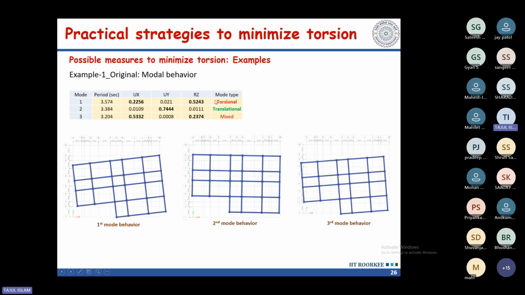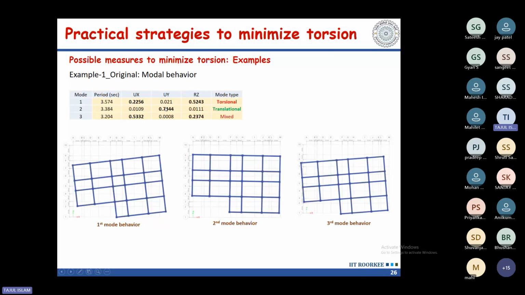So you can say the first mode is torsional because the torsional contribution is higher, and also the translational contribution in the x direction is less than 65%, or even less than 50%. So this is a pure torsional mode, and this is how it looks when you see the deformed shape. Okay, this is a plan view, so you can see only the plan here. Then the second mode, we can say, is a translational mode.